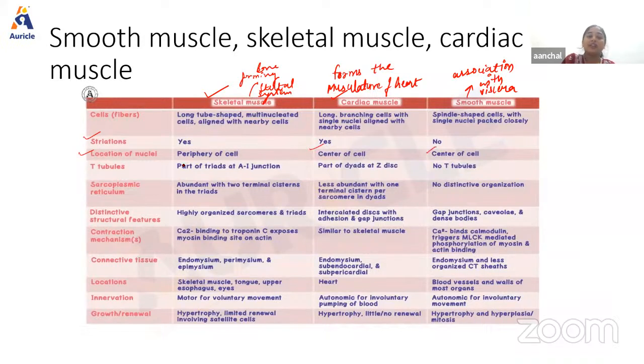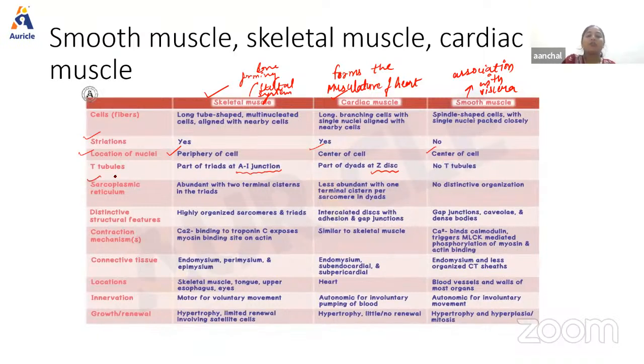Whereas in the skeletal muscles, it will be different. It will be located at the periphery. Now, talking about the T tubules, they are part of the triads at the A-I junction. This is present, and in the cardiac muscle, it is part of the dyads at the Z-line, and in smooth muscles, no T tubules are present.